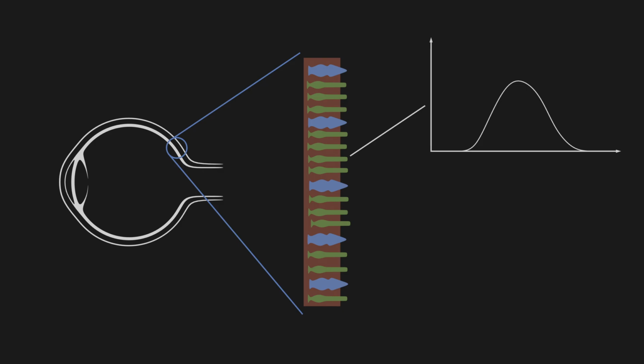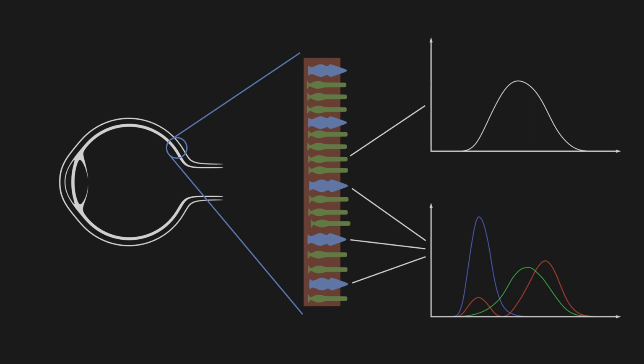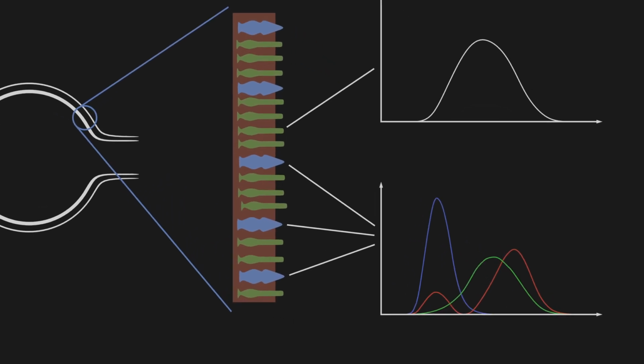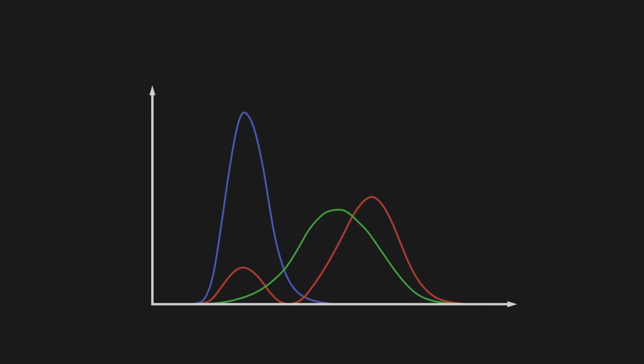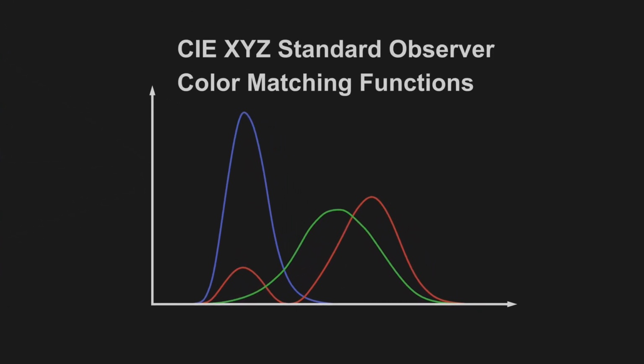The other three types of receptors in our eyes are only sensitive to parts of the visible spectrum. It is these three types of receptors that let you see color. The fact that we have three kinds of color-sensitive light receptors in our eyes is precisely why we can represent colors as a combination of red, green, and blue. More than 90 years ago, in 1931, the spectral sensitivity profiles of these three receptors were quantified and published as the CIE XYZ standard observer color matching functions.